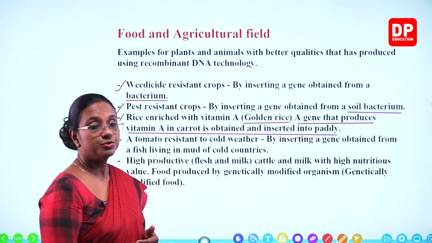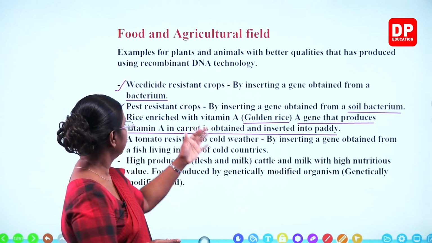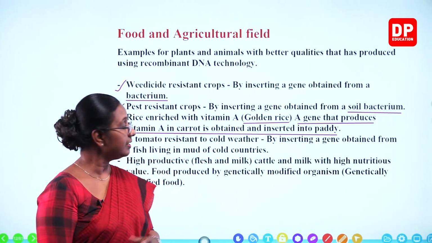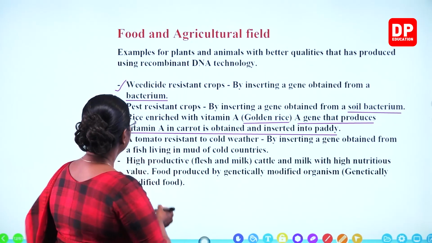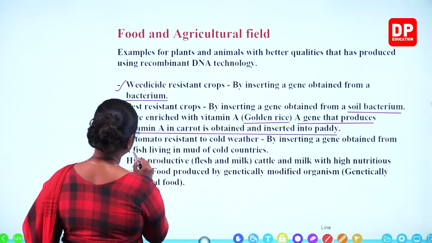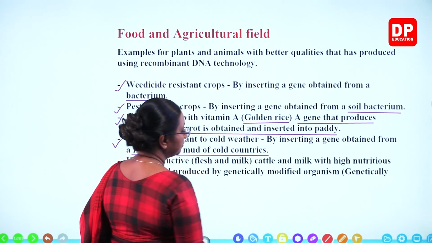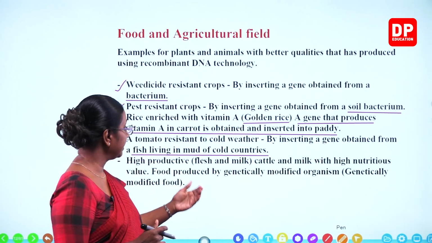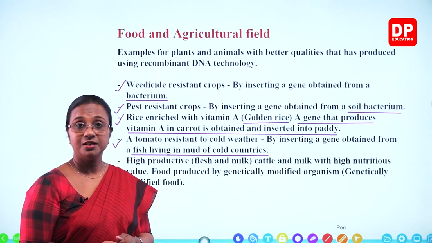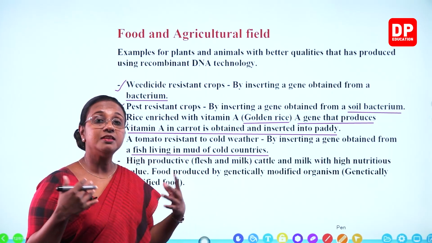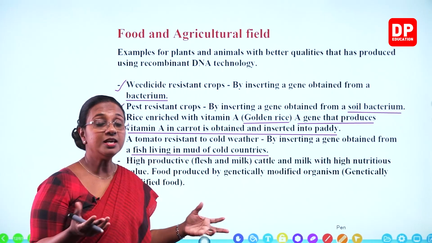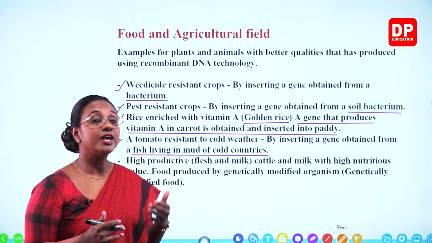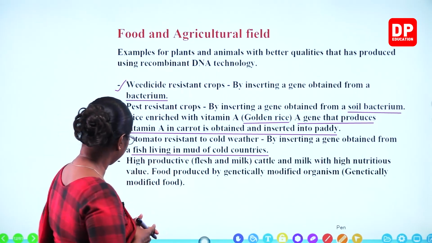Now earlier they used bacteria to get the gene. Then genes from one plant were inserted into another plant. Now here you can see, from a fish living in mud of cold countries, from an animal, genes are taken and inserted into a plant. So for gene technology, recombinant DNA technology, it doesn't matter from where you get the gene, as long as you have the desired character.